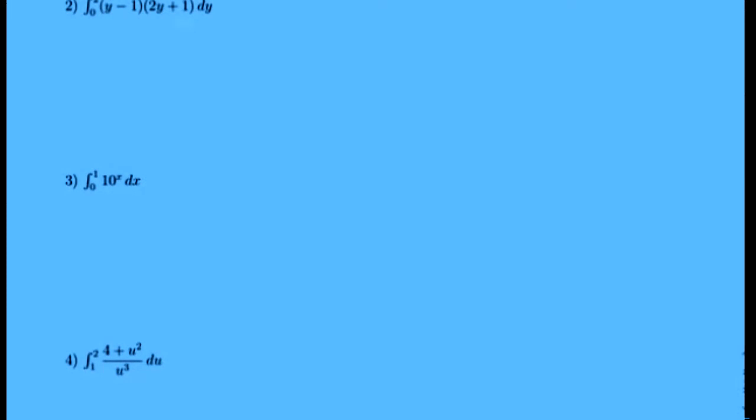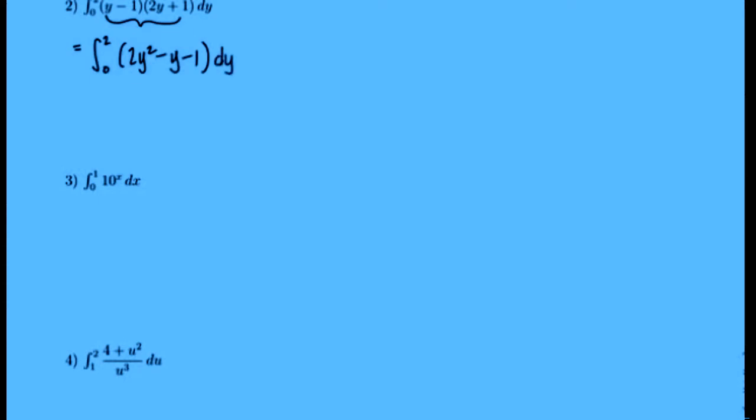Next example, we have the definite integral from 0 to 2 of y minus 1 times 2y plus 1 dy. I am not ready to anti-differentiate just yet, so I want to multiply out my integral, right? This expression here. So I have the integral from 0 to 2. This is going to be 2y squared plus y minus 2y, minus 1, dy.